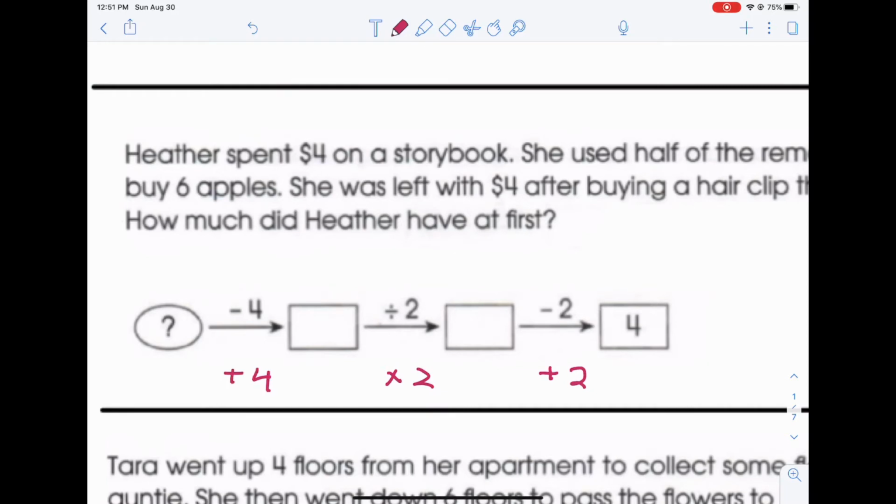So now we do, what is 4 plus 2? Well, it's 6. What is 6 times 2? Well, that's 12. And what is 12 plus 4? Well, that is 16. Check our answer.